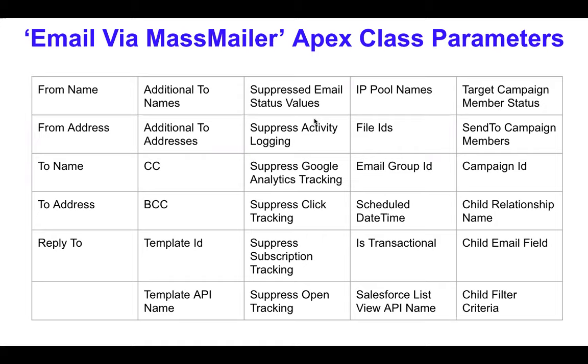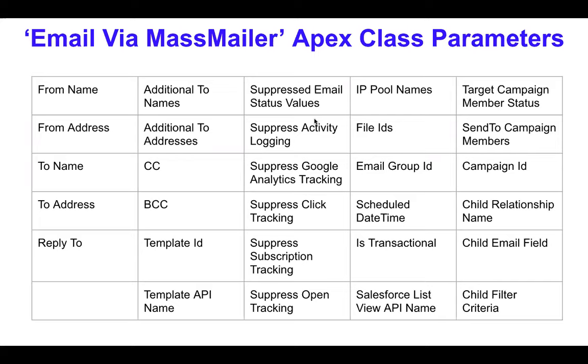You can also send emails to campaign by giving a campaign ID and who you want to send this email, which campaign status or campaign member status. And then if you want to send email to a child object, let's say from account to contacts or opportunity to opportunity contact roles, you have ability to do that as well by giving the child relationship name and the child email field, which email field you want to send email to, and the child filter criteria as well. So those are very high level options that are available.